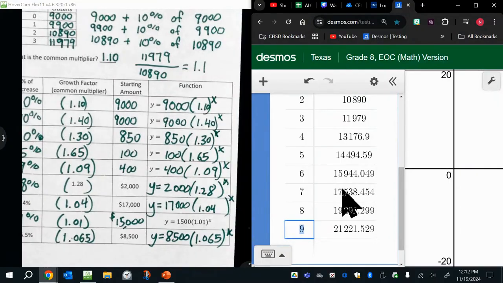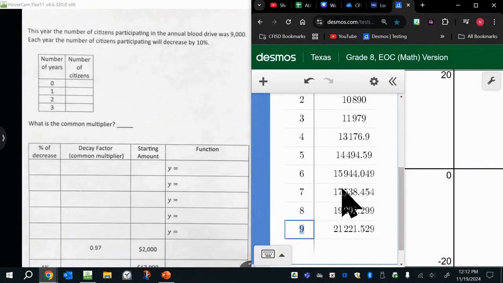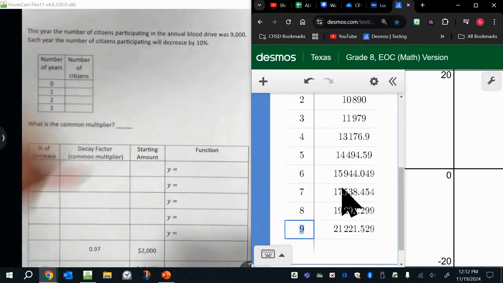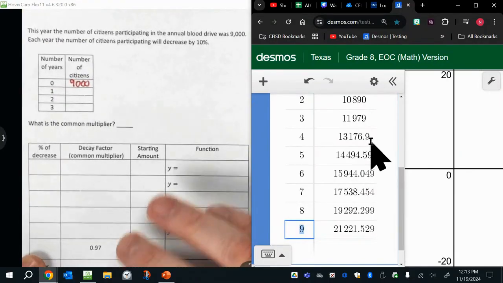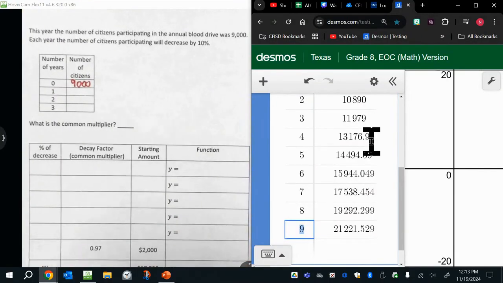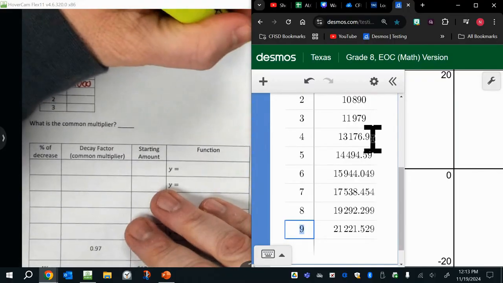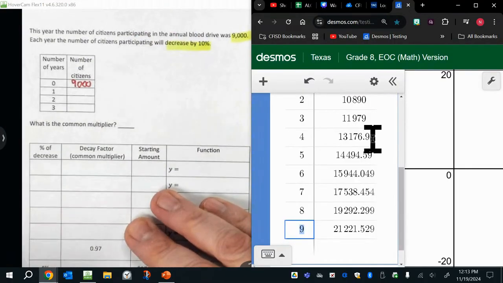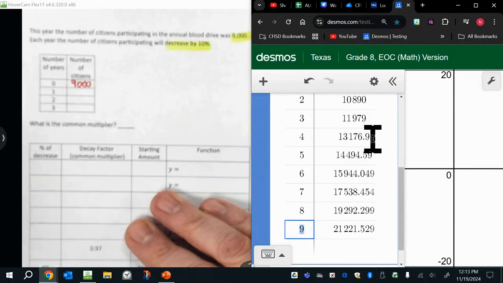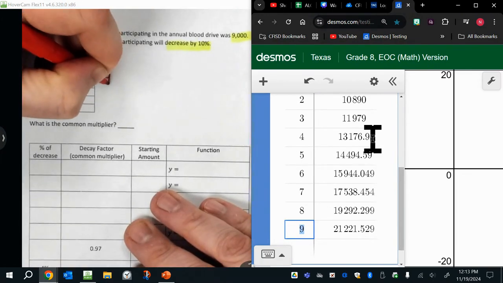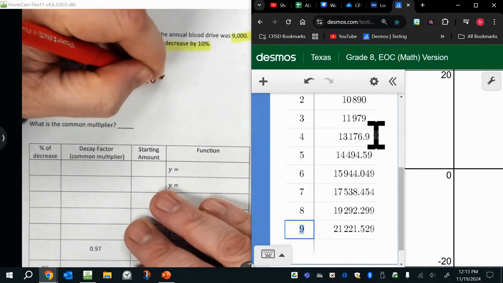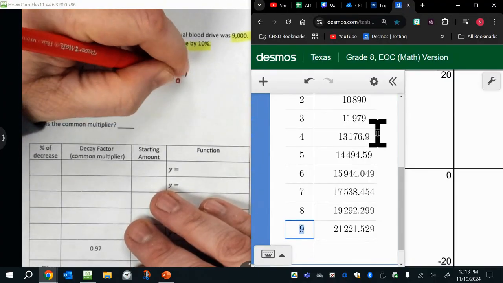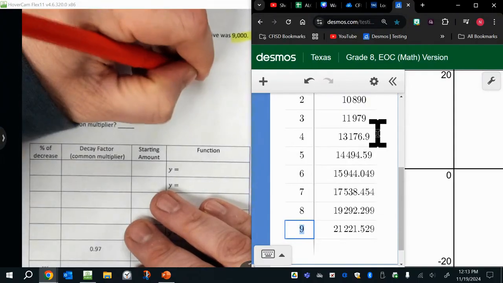Suppose the number of citizens was at 9,000 for the blood drive. So again, I'm at 9,000. But now, instead of increasing, we're going to decrease by 10%. What is that? Well, that just means that now we're going to take 9,000 and we're going to subtract 10% of 9,000.